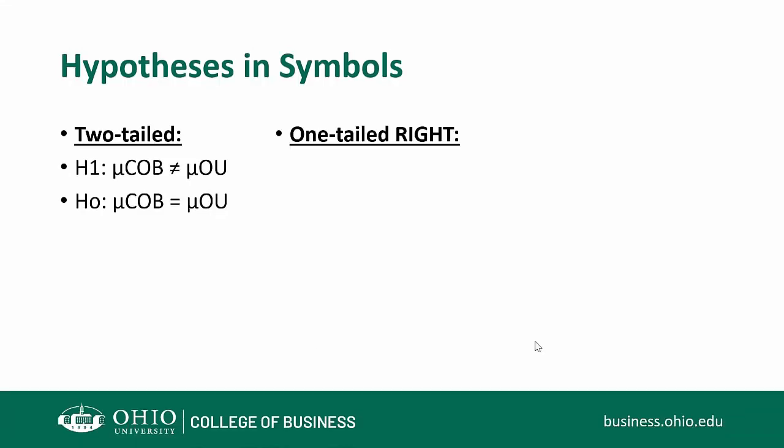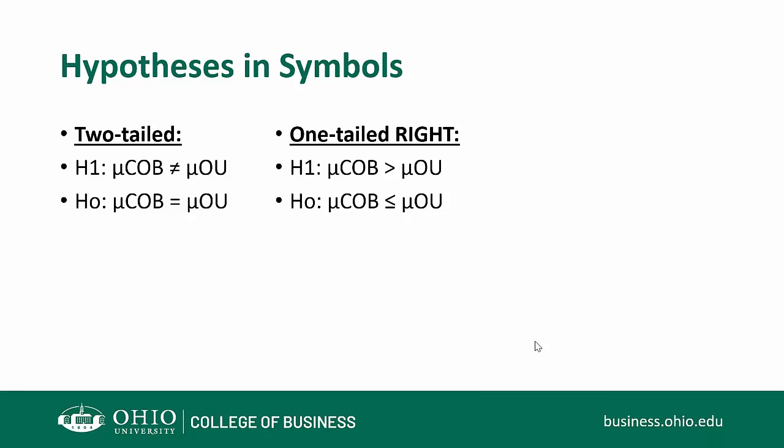For a one-tailed right, the alternative or research hypothesis is that the population mean for COB graduates is greater than the population mean for OU graduates. For the null, we would say that the mean for COB is less than or equal to the mean for OU graduates. When we write the hypotheses in symbols, the two hypotheses have to be collectively exhaustive. In other words, the two together have to cover all possible outcomes.